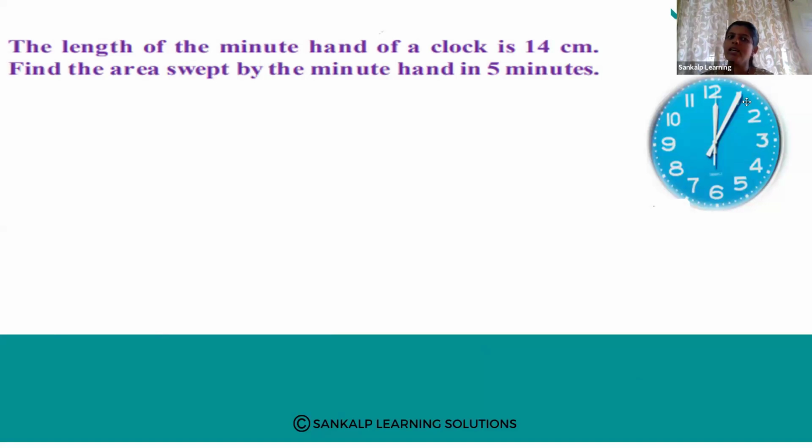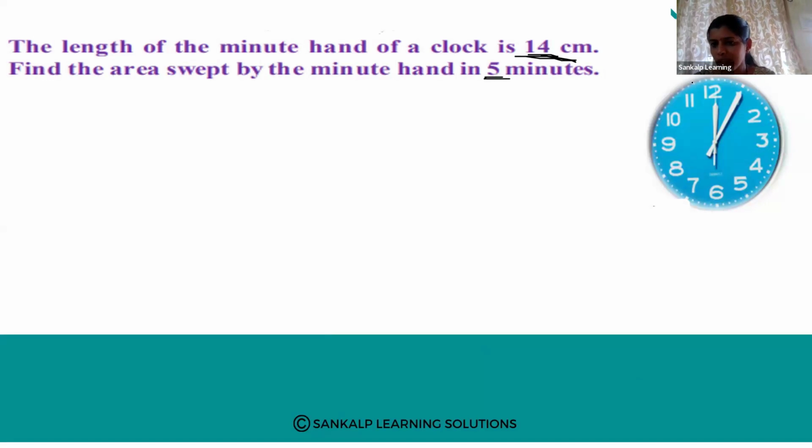Yes, my dear students. So here one clock they have given. So imagine one clock. What have they given? The length of the minute hand of a clock is 14 centimeter. That means the length of the minute hand they have given, that is 14 centimeter. Find the area swept by the minute hand in 5 minutes.